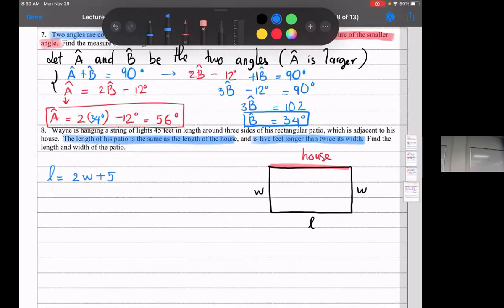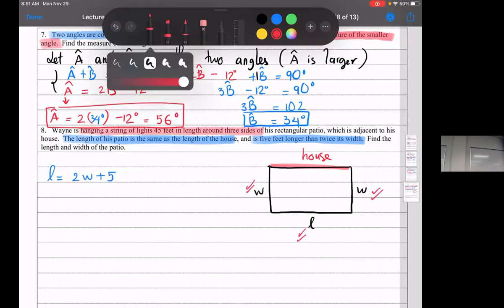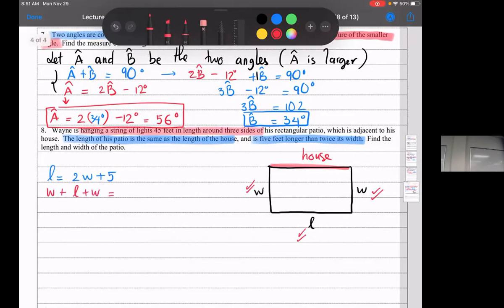The first sentence is, he's hanging a string of light 45 feet around three sides of the rectangular patio. Three sides, right? So what's the three sides? This one, and this one, right? So the other one is connected to the house. So that means plus L plus W equal 45. The string is 45 feet.